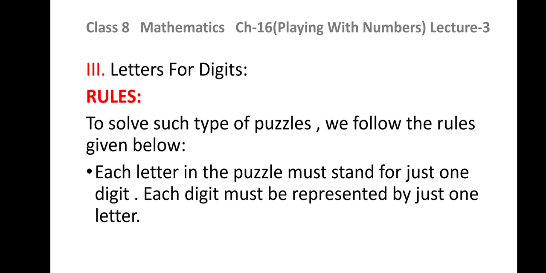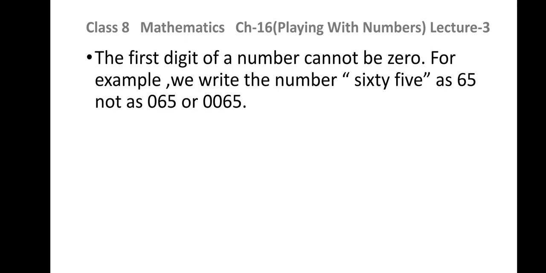And every letter can take the values from 0 to 9. But the first digit of a number cannot be 0. For example, we write the number 65 as 65, not as 065 or 0065. So the first digit of a number cannot be 0. Using these two rules, you will be able to solve the puzzles.